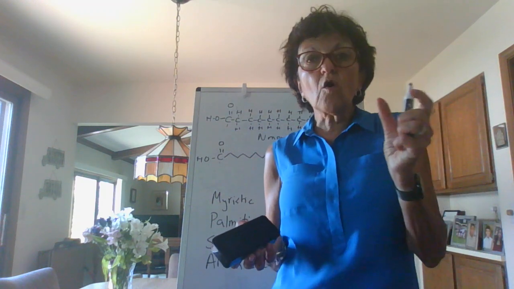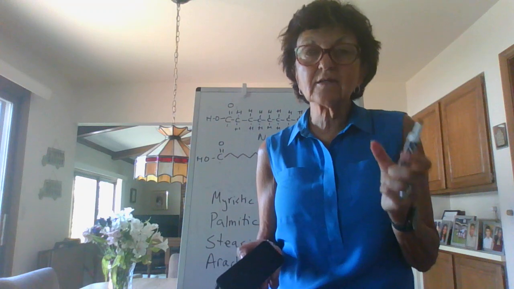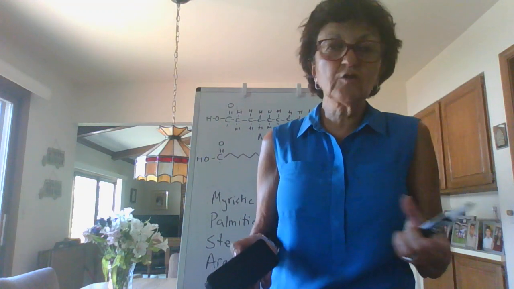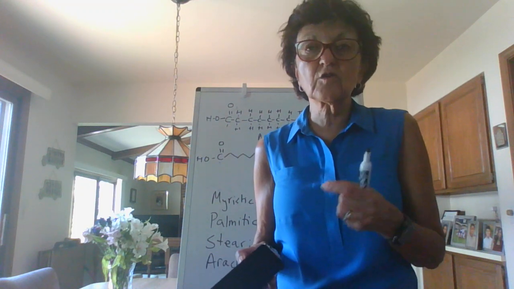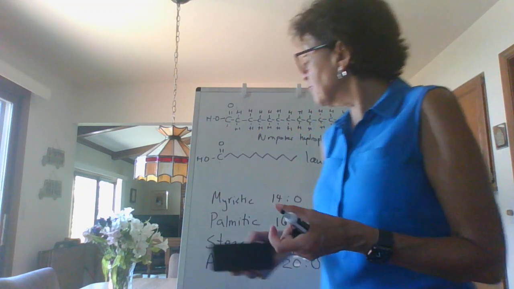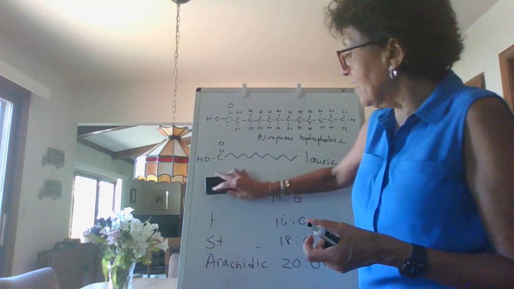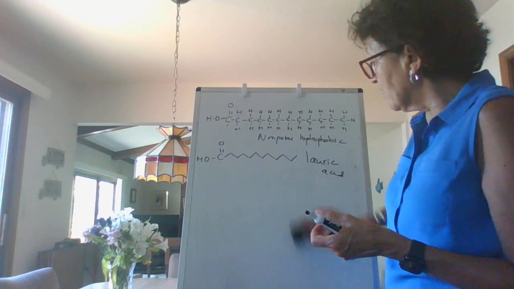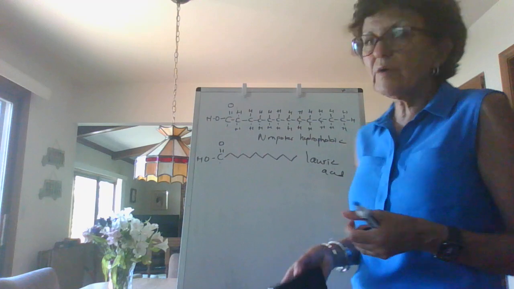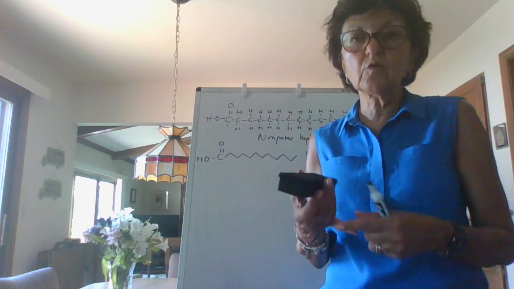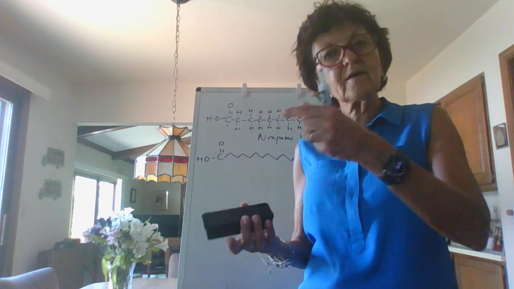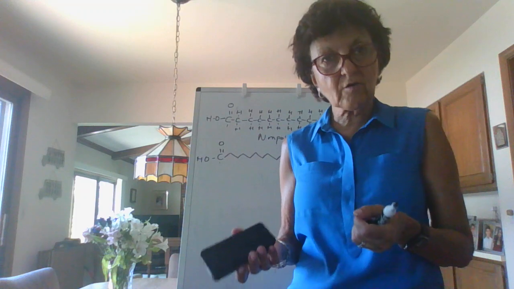There's a really small one called butyric acid. Some books include it in the fatty acids, some books don't. Butyric acid is a pretty bad smelling fatty acid. It's just a 4-carbon one. So we won't worry about it, but you should know lauric, myristic, palmitic, stearic, and arachidic.